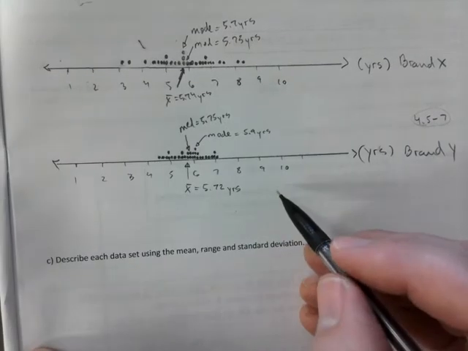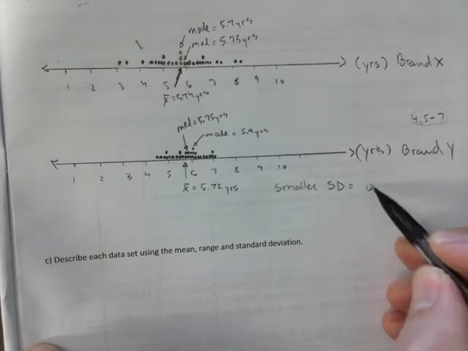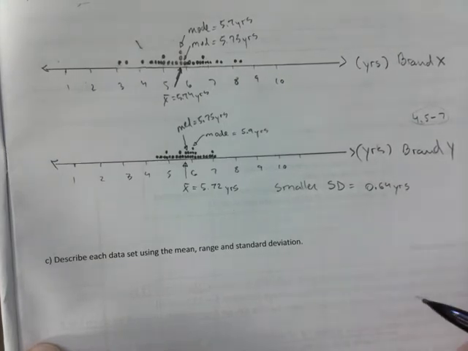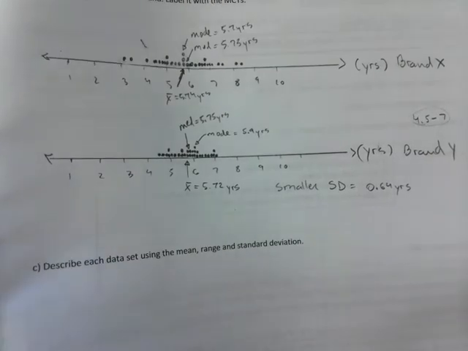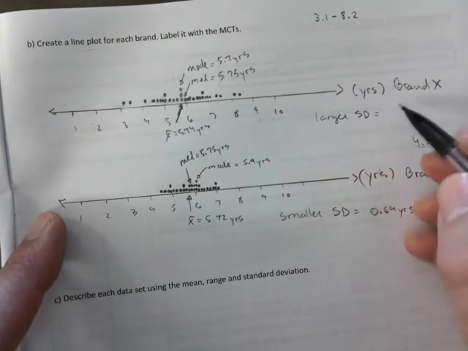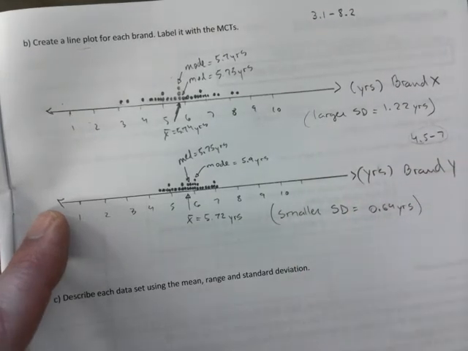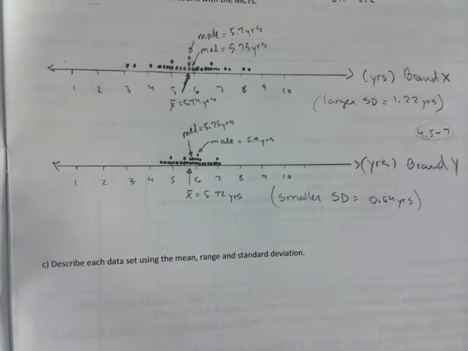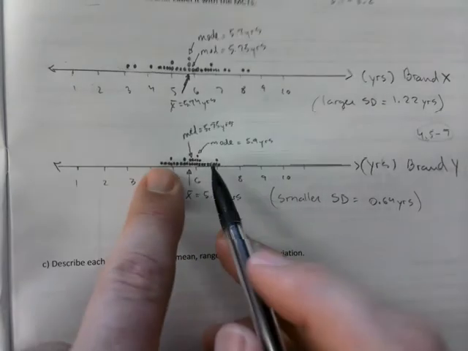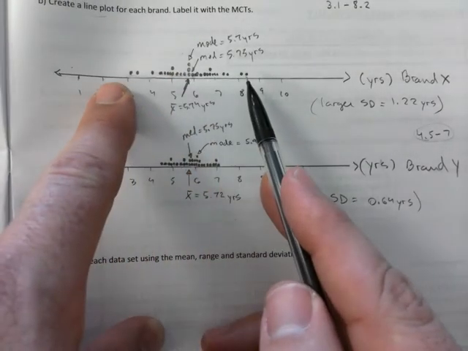Okay, I will just make a note here. Smaller SD, 0.64 years. Was it 0.64 or 0.62? 0.64, yeah, we're good. And this one was larger standard deviation, 1.22 years. That's just a side note, okay? You don't have to have that on your number line, but it's good to see, okay, I can actually visually see that this is clustered, compact, more consistent. This one is a bit more spread out.